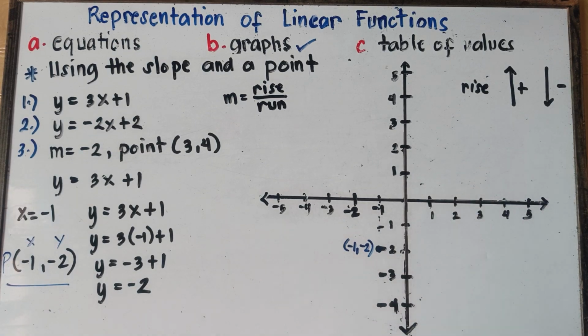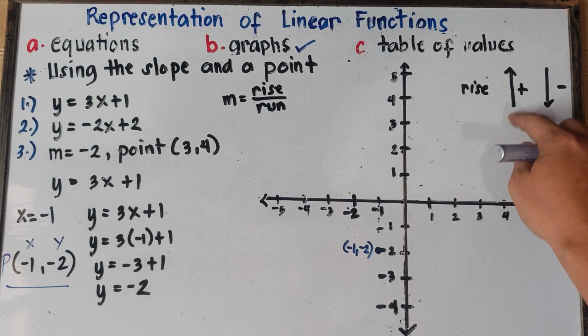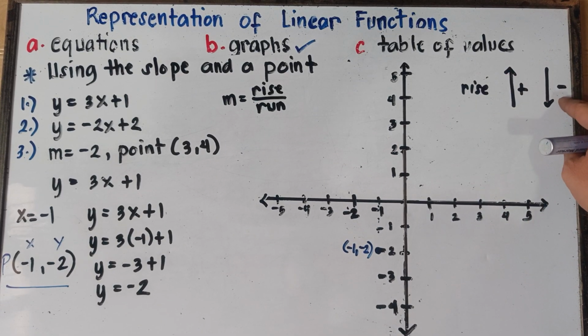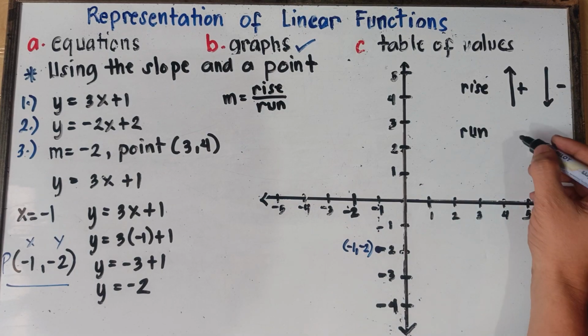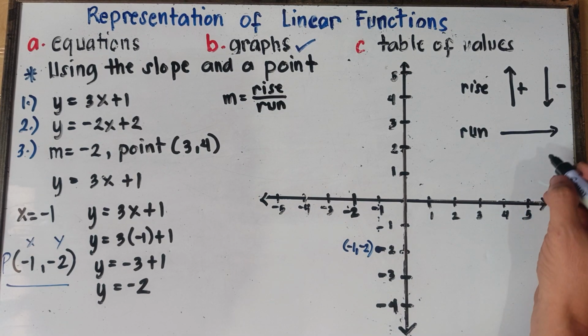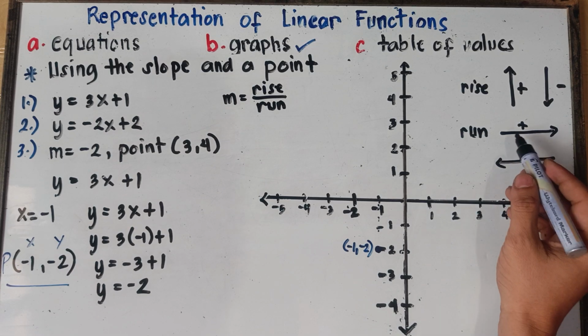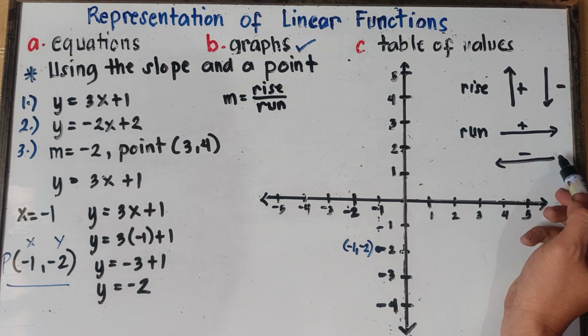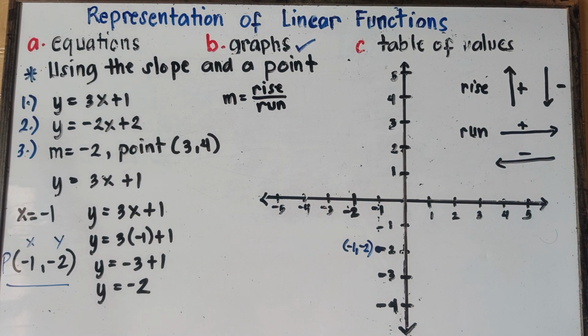Once again, class, rise, there would be vertical change. If it's positive for rise, move upwards. If it's negative, you move downwards. Now for run, there would be horizontal change. If it's positive, you move to the right. If it's negative, you move to the left. So for rise, positive is upwards, negative is downwards.